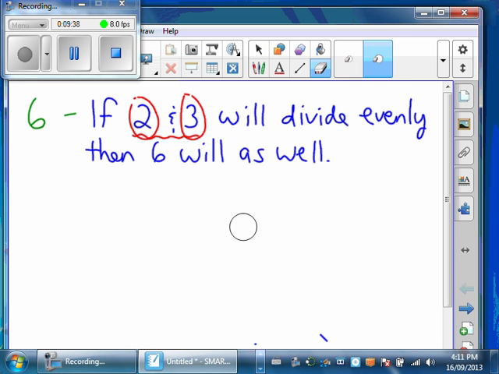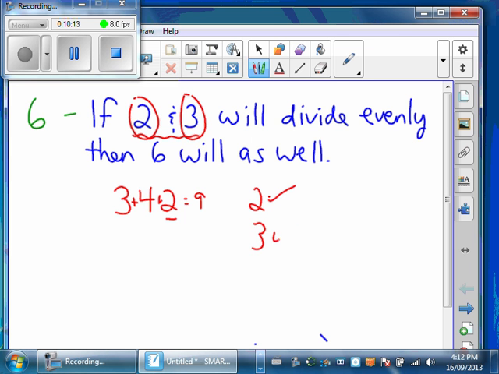And if we were to look at a larger number, for example, let's take a look at the number 342. At first glance, that seems like a big number to just be able to say, hey, boom, we know 6 already. But we already know that it'll go by 2. 2 is a yes because it's an even number. And when we add up our numbers, we have 3 plus 4 plus 2, which equals 9. And therefore, we know 3 will divide evenly. And since 2 and 3 will divide evenly, we can say 6 is a yes.